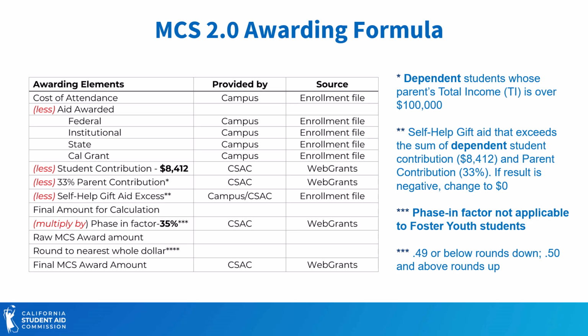Initially, the source of this data is the enrollment file that campuses upload, but that data is updated whenever corrections are made in web grants. Now, if you really want to get into the awarding formula to understand it inside and out, I challenge you to practice doing a hand calculation. That will really solidify your understanding.